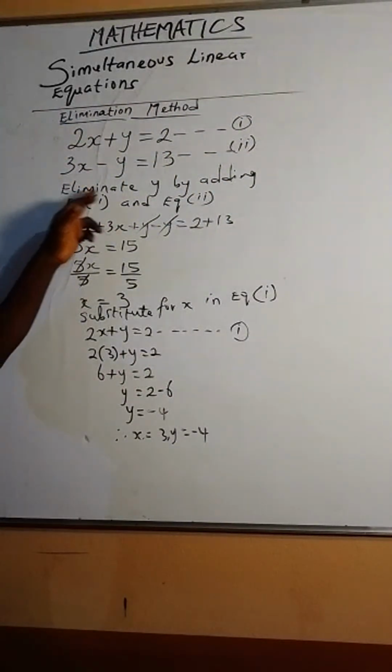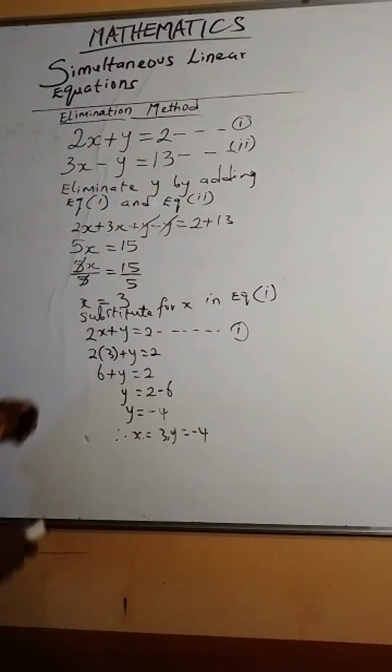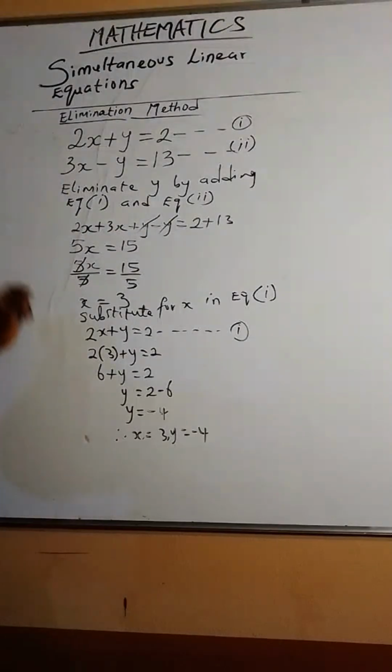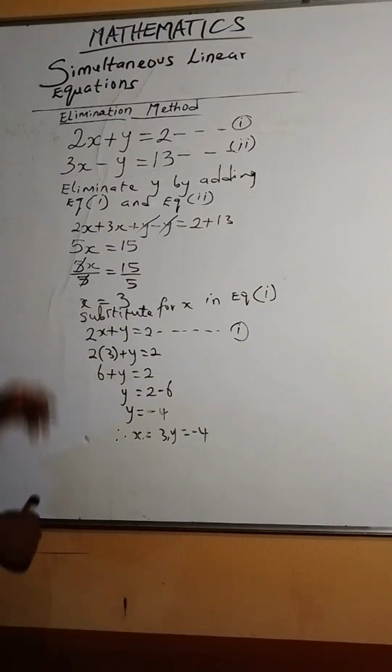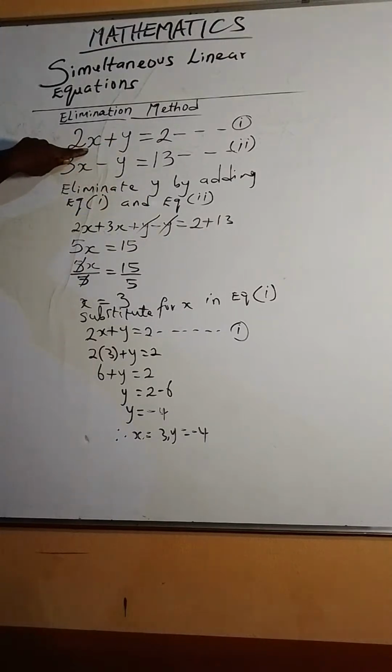Then we are to eliminate one of the variables. Which variable are we going to eliminate? It is important we understand which variable to eliminate. The variable to eliminate is gotten by equating the coefficients. You can see here, this is x, and we have 2 and 3. So the coefficients of x in equations 1 and 2 are not equal, so we cannot eliminate the variable x, right?